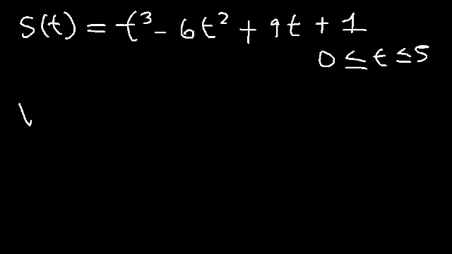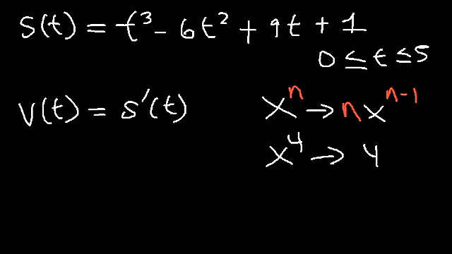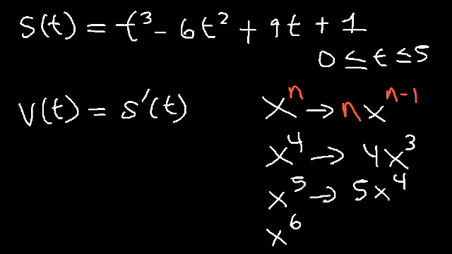V of t is the derivative of the position function. Now, you need to be familiar with the power rule. The derivative of x to the n is simply n times x raised to the n minus 1. So the derivative of x to the fourth is 4x cubed. The derivative of x to the fifth is 5x to the fourth. And for x to the sixth, it's 6x to the fifth power.